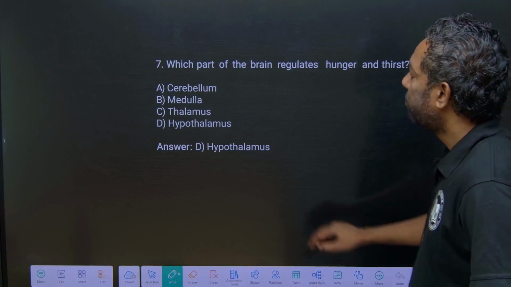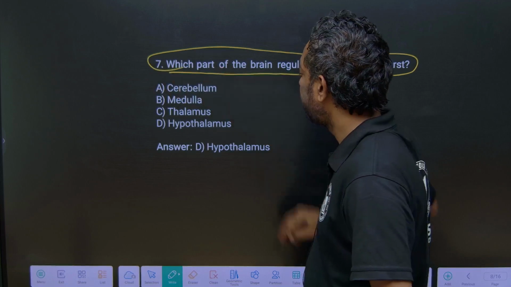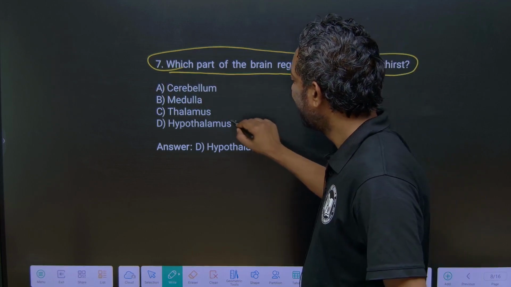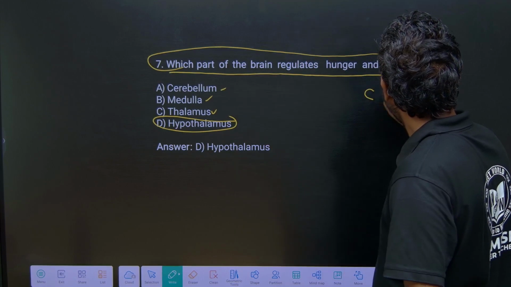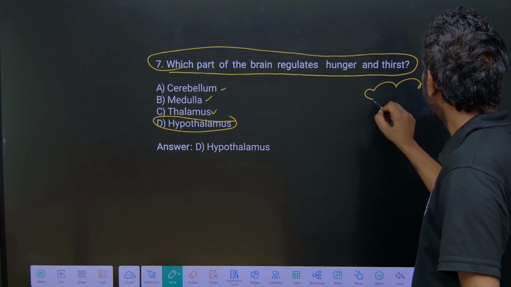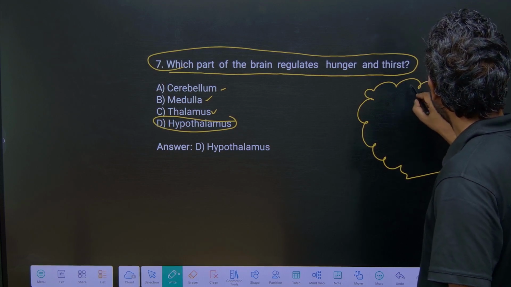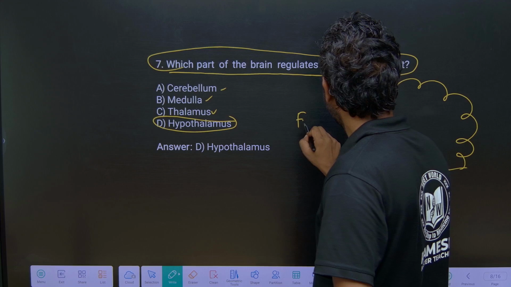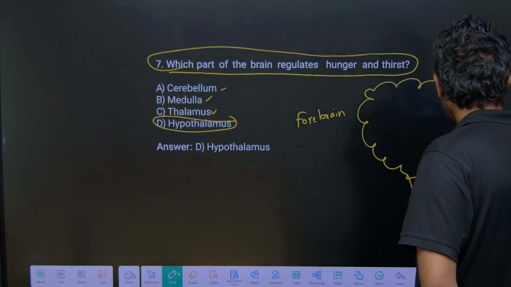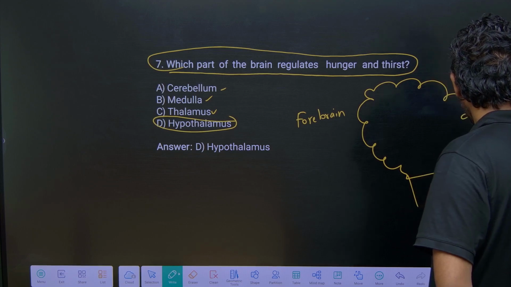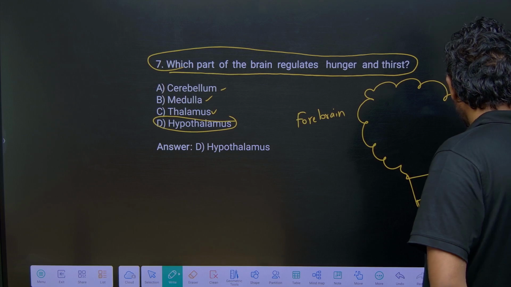Next question. Which part of the brain regulates hunger and thirst? Hypothalamus, thalamus, medulla, cerebellum. Guys, if it is the brain, this is the forebrain, and after that the midbrain, and after that the hindbrain. This is the hindbrain.